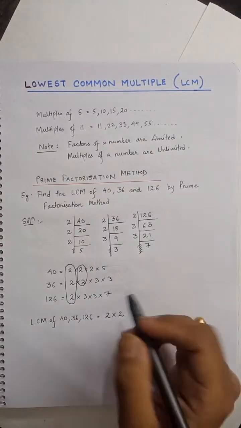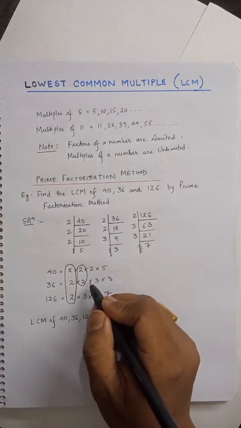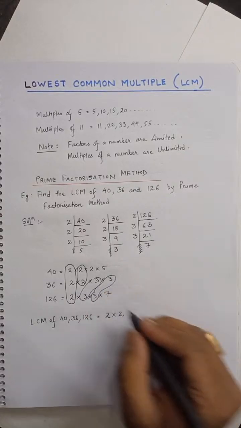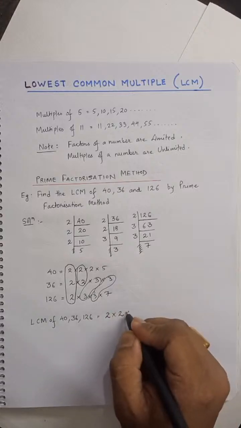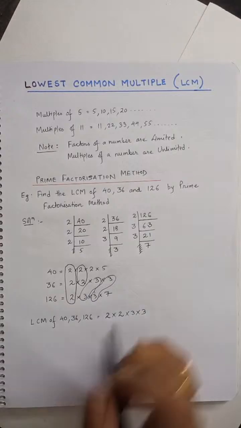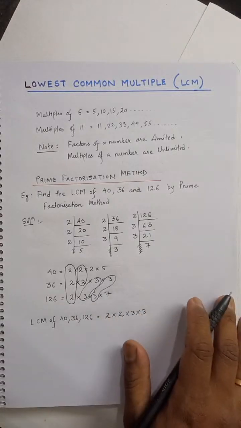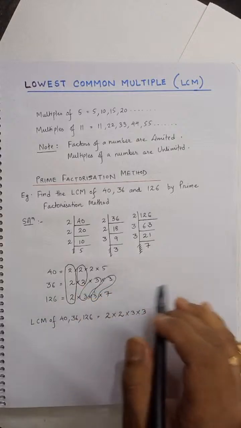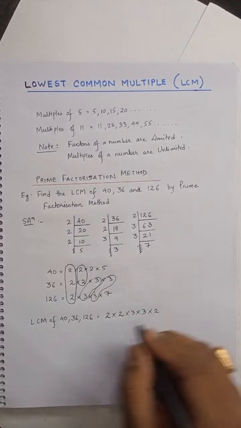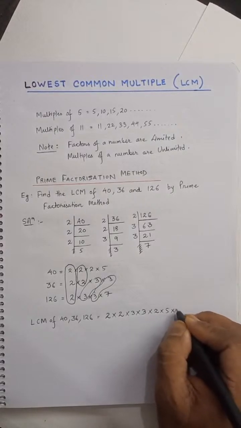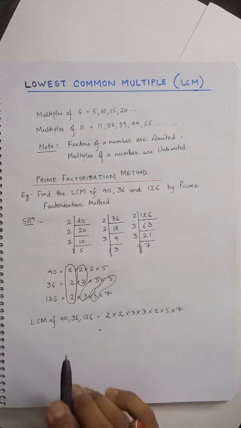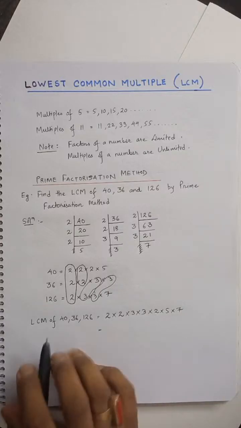Okay, then among 36 and 126, we can see that we have 2 pairs of 3 which can be written as common. So for this particular pair, we will write 1 3 and another 3. Then finally we will write all the numbers which were not common among the three numbers. So we have 2, a 5 and a 7. So we'll multiply all the numbers and then we'll get the LCM of 40, 36 and 126.